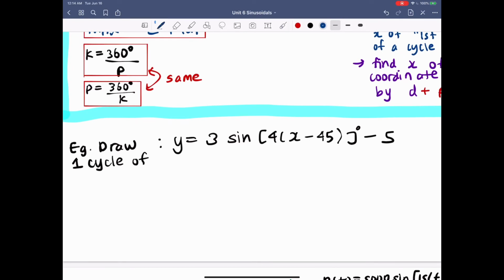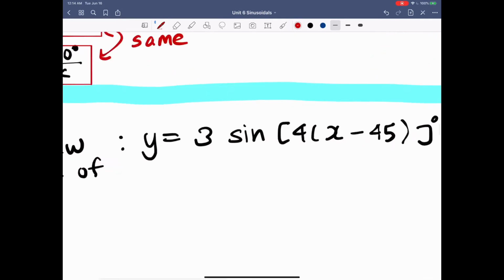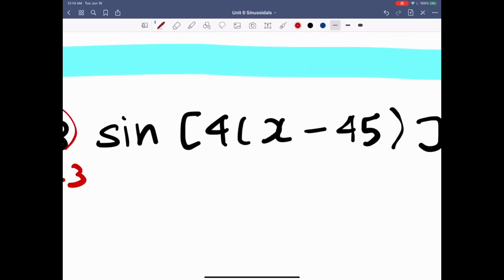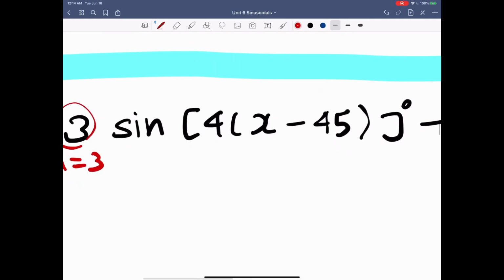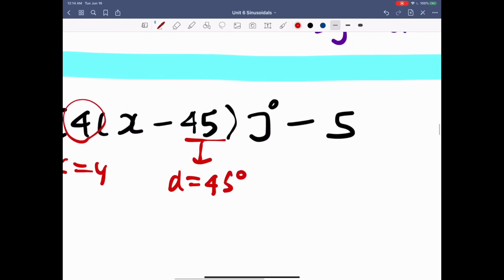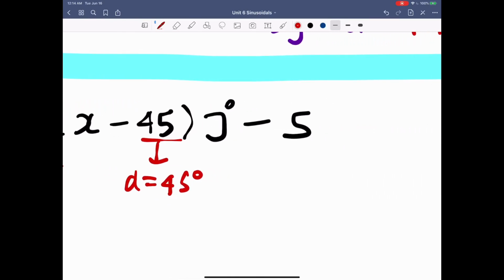So let's go to draw one cycle of the following. What I try to do is grab all the information. So that means A is equal to 3. The K is nicely factored out, so I won't have to deal with that per se. So K is equal to 4. D is equal to 45, and not negative 45. C is equal to negative 5.